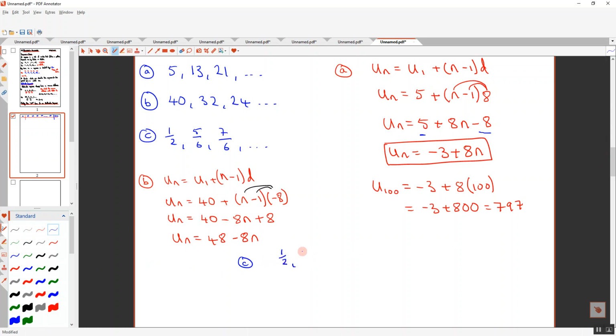We've got 1/2, 5/6, 7/6. To work out, well actually I'll start off with the formula. First term is 1/2. I'm just going to write 1/2 plus n minus 1 times d. Now what is the common difference here? 2/6. Okay, and the easiest way, rather than looking at the first two terms, I'm just going to look at these two. Because 5/6 plus 2/6 is 7/6.